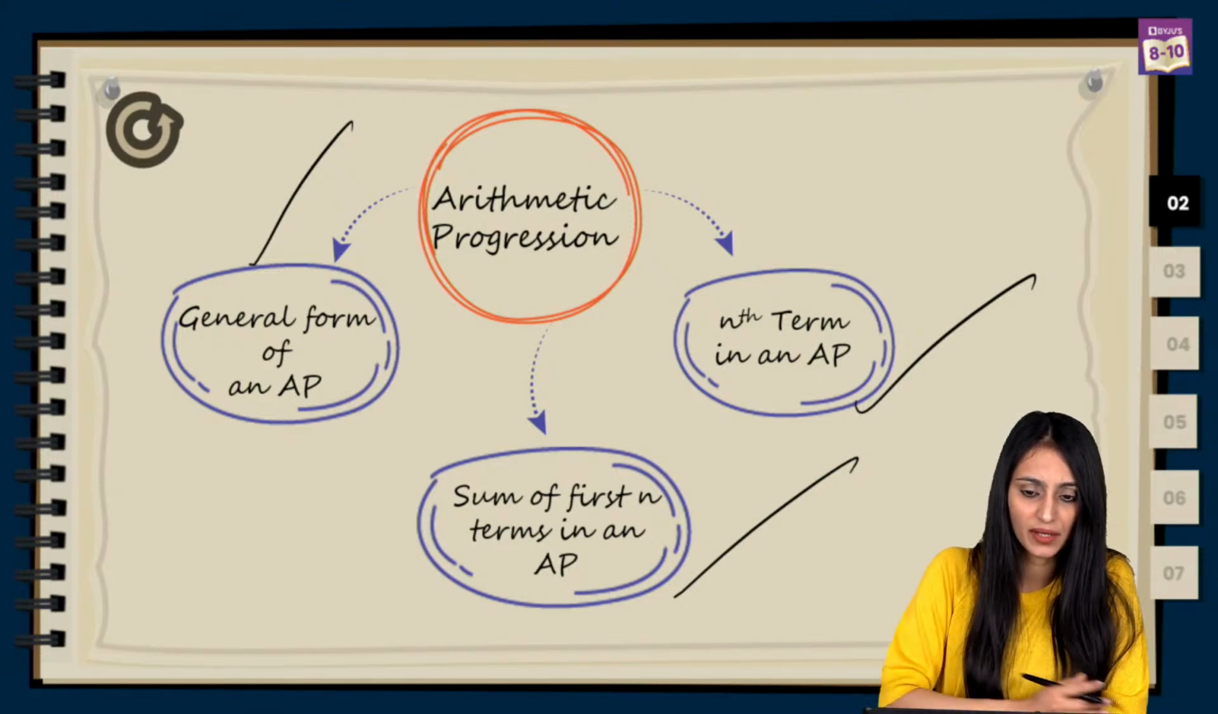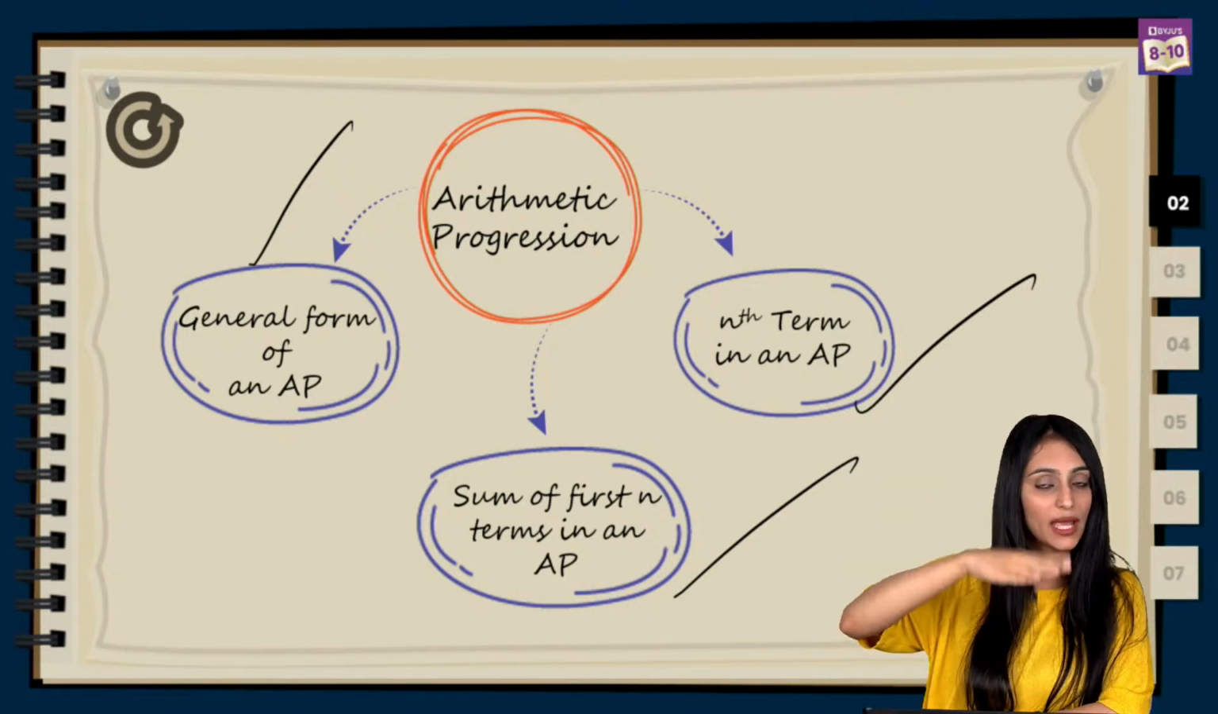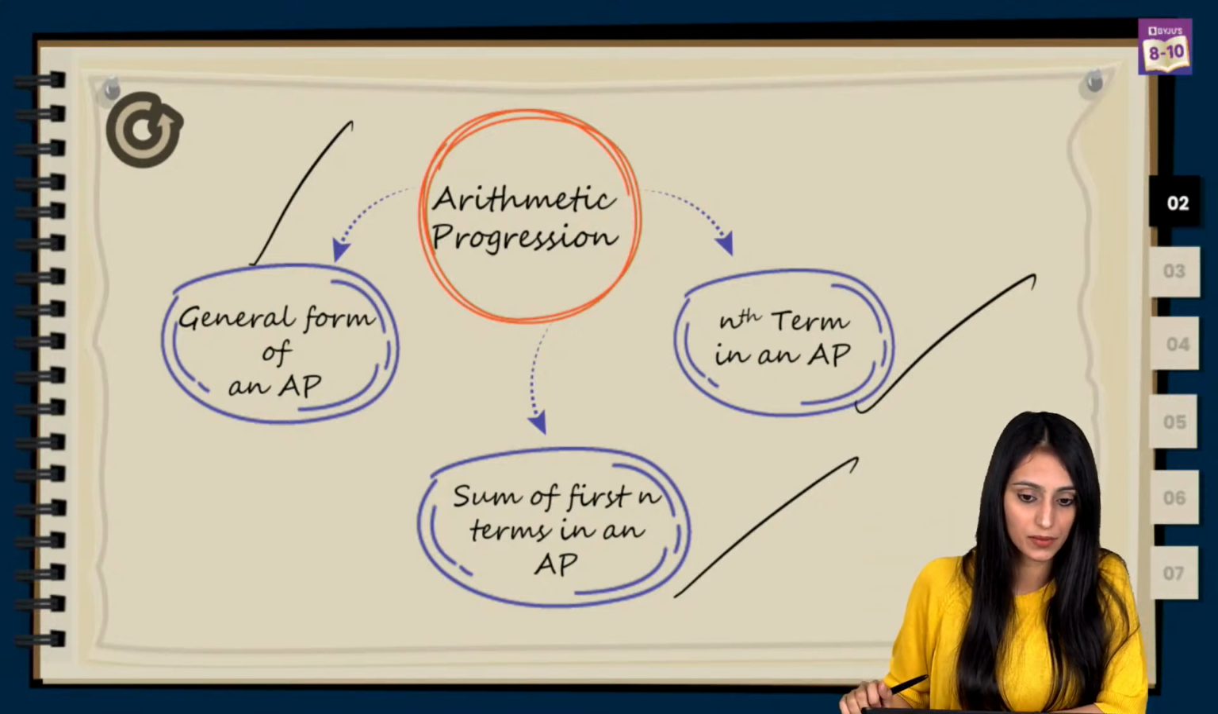Ma'am, which formula do we use to find the sum of the first n terms of positive odd numbers? So here, when you are talking about n terms, you can use any formula. Both are okay in that case.